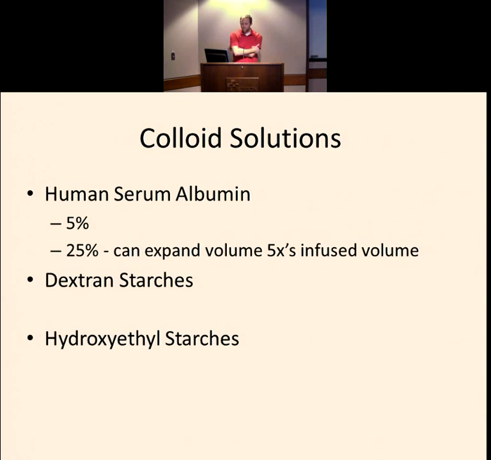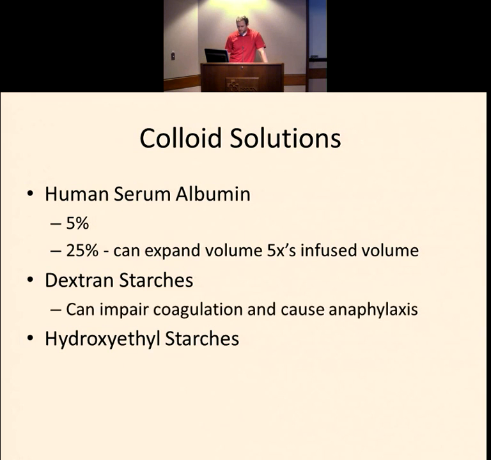And your textbook said of note that the 25% colloid albumin can expand the volume 5 times beyond the infused volume. So if you give 50 cc's of that 25% albumin, that can pull another 250 cc's from the intravascular space. Dextran starches have been found to impair coagulation and cause anaphylaxis, so they're not commonly used. And I believe the text even said they may have been outlawed by the FDA in the United States because of these coagulopathies and anaphylaxis reactions.